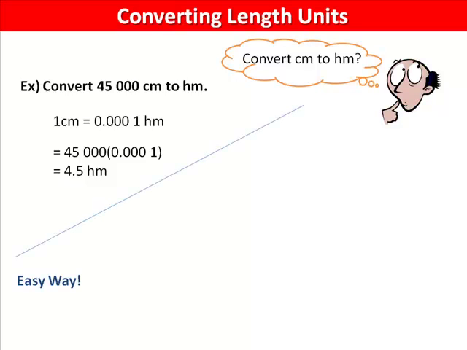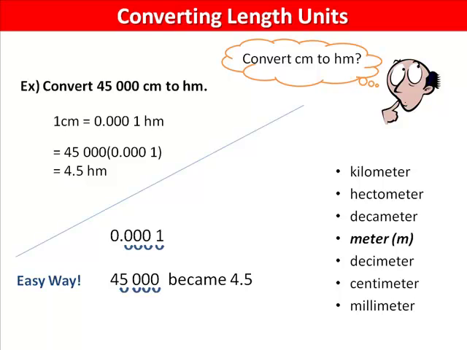There's a really easy way to multiply by base 10 numbers like 0.0001 without using a calculator. Notice that there are 4 decimal places in the number 0.0001. 1, 2, 3, 4. And notice how the measurement changed by 4 decimal places. 45,000 became 4.5. 1, 2, 3, 4 decimal place moves. Remember, if there's no decimal in the number, it is always at the end. This corresponds to the chart. Centimeter to hectometer is 4 levels apart.